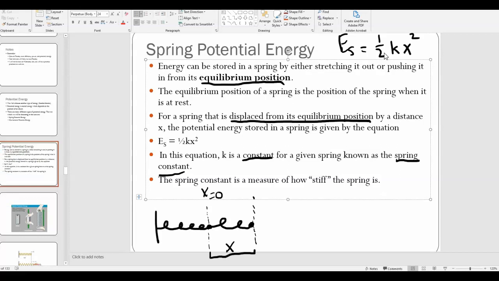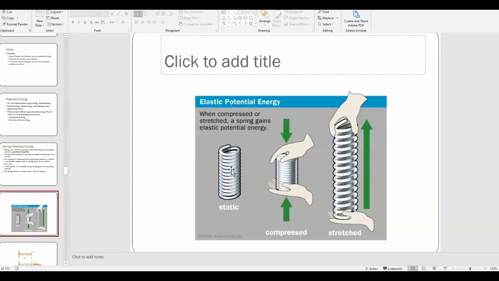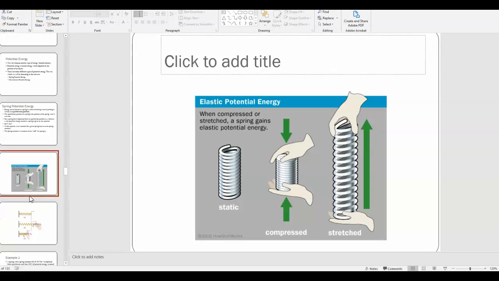Okay, and what you can see from the equation, by the way, is the bigger the value of K, the more energy you can store in the spring. The farther out you displace it from equilibrium, either pushing it in or pulling it out, the more energy you can store in the spring. Okay, so here we can see, if you take a spring, you can either compress it or you can stretch it, and either way, you're storing energy in that spring that can be used for stuff later on.